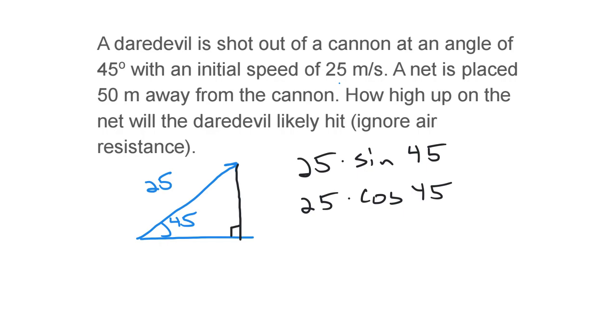Plug these in, and I think you'll notice something interesting is that they're the same number. Well, if this is a 45-degree angle, this is an isosceles triangle, and both of these end up being 17.6 meters per second.